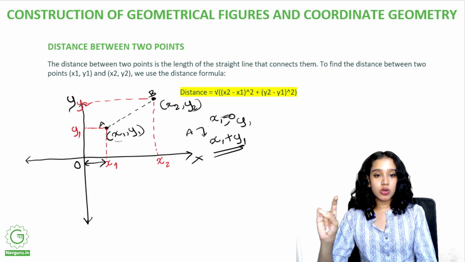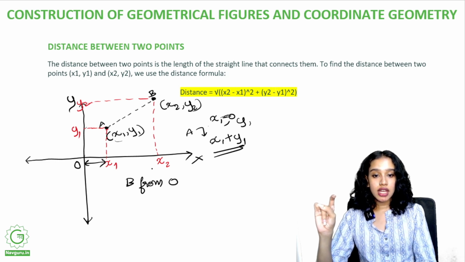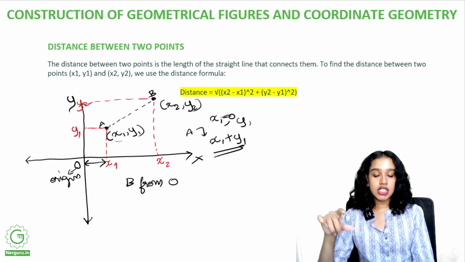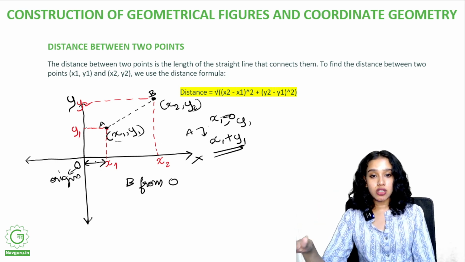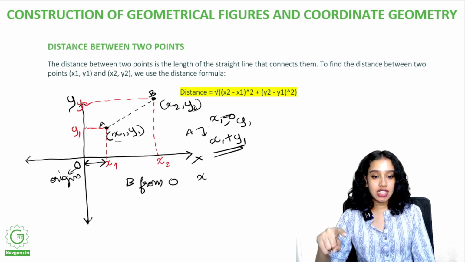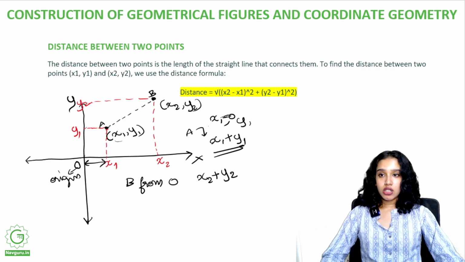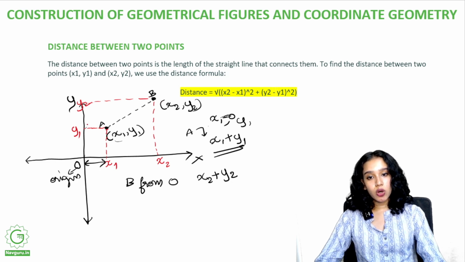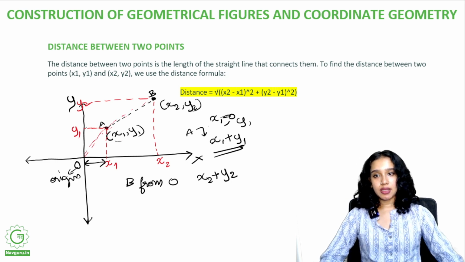Now, what is the total distance of the point B from 0 or origin? We call this 0 as origin. Okay. So, what is the distance of B from the point origin? We have the coordinates x2, y2. So, it's x2 plus y2, right? So, when we are talking about the distance of the point from the origin, we are talking about this length, right? It's supposed to be a straight line, but yeah, we are talking about this length.